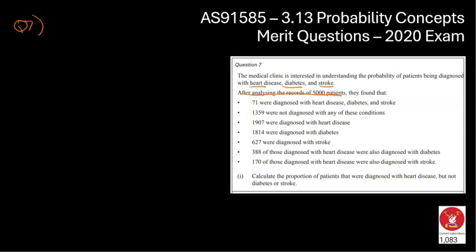And then the question has actually asked us, calculate the proportion of the patients that were diagnosed with a heart disease, but not a stroke or diabetes. So that question is going to be a bit annoying. So just breaking that down, we're trying to find the probability they have a heart disease and they don't have diabetes, that's why it's D dash, and they didn't have a stroke, and that's why it's S dash. So that's the probability we're trying to find out.